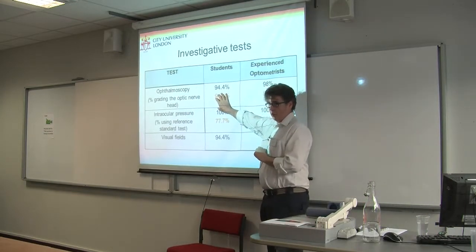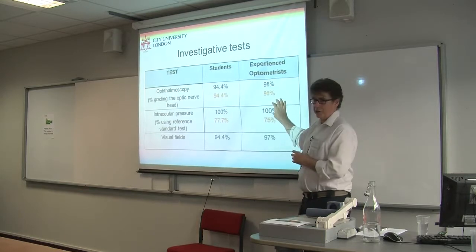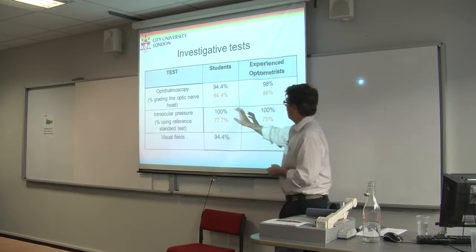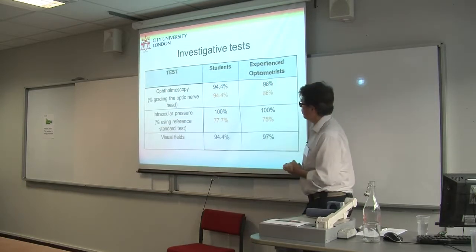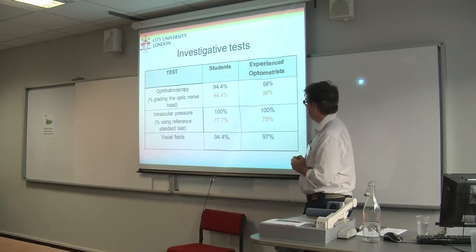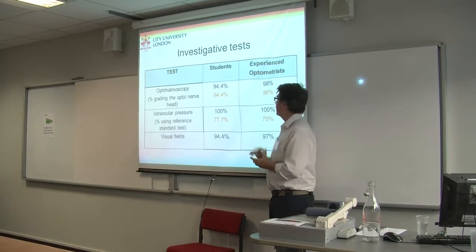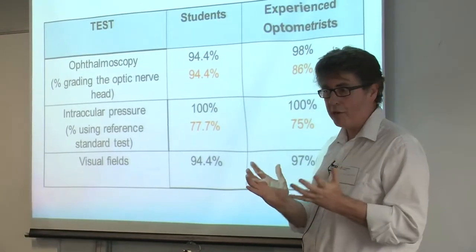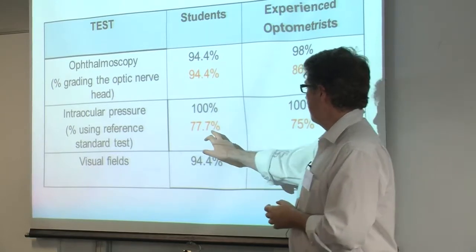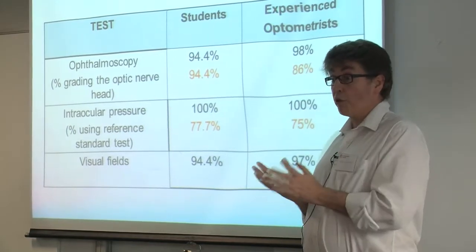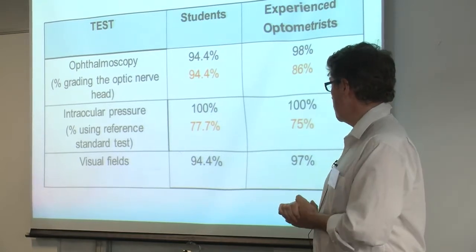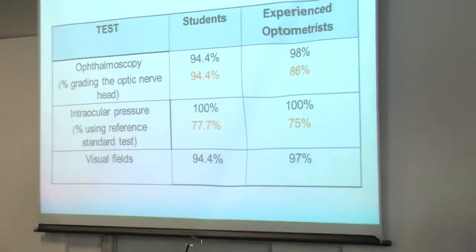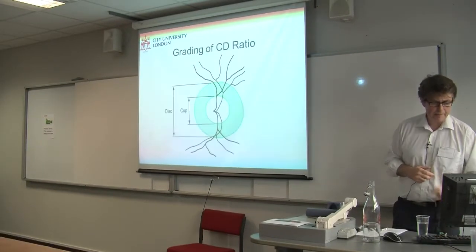So students on your left, as you're looking at the screen, are experienced optometrists on the right. Our students were pretty good. They all did the detailed assessment with their ophthalmoscope, looking at the optic nerve. There was no statistical difference between these two groupings here. 100% of them did the right thing in measuring the intraocular pressure. A reasonably high proportion used the reference standard that they would be using in the hospital, and again, the vast majority of them did a field test. So very good, really, at choosing appropriate tests.